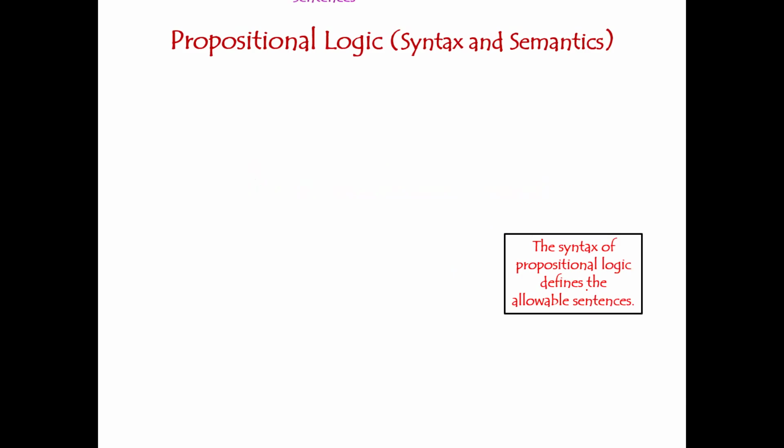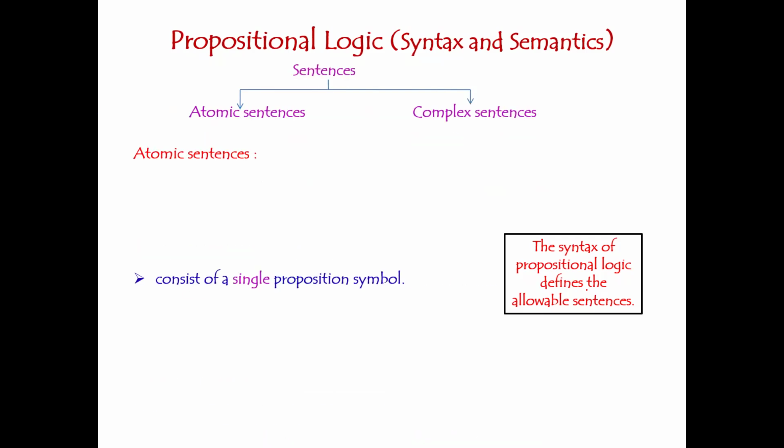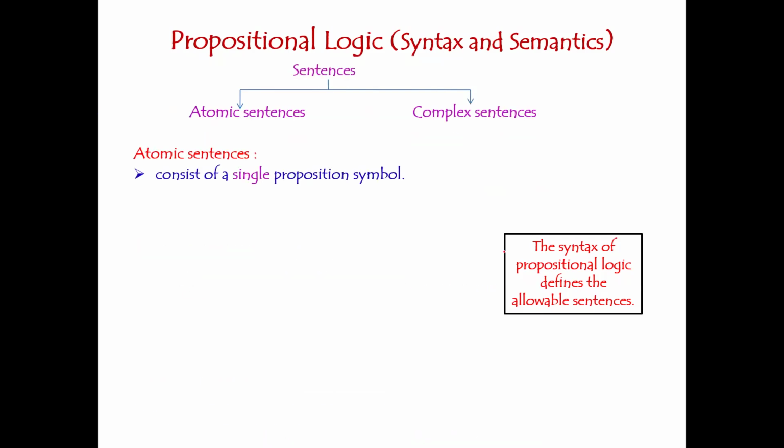Before learning that, first of all, let us see the types of sentences. Sentences can be categorized into atomic sentences and complex sentences. Atomic sentence means you will have only one single propositional symbol. Any statement, one simple statement, you will convert into, you will indicate it using a proposition symbol.